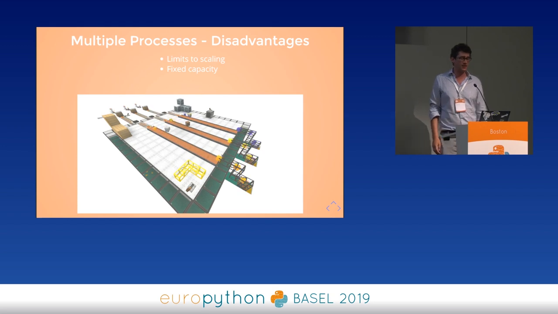You have very fixed limits to scaling. If we go back to our factory analogy and we want to add another production line into our factory, there's nowhere to put it. If we want to have four production lines, we need to build a whole new factory, I guess decommission our old factory, and start running our new factory. If we want to go back to having three, then I guess we have to ignore our new four production line factory and go back to the three.